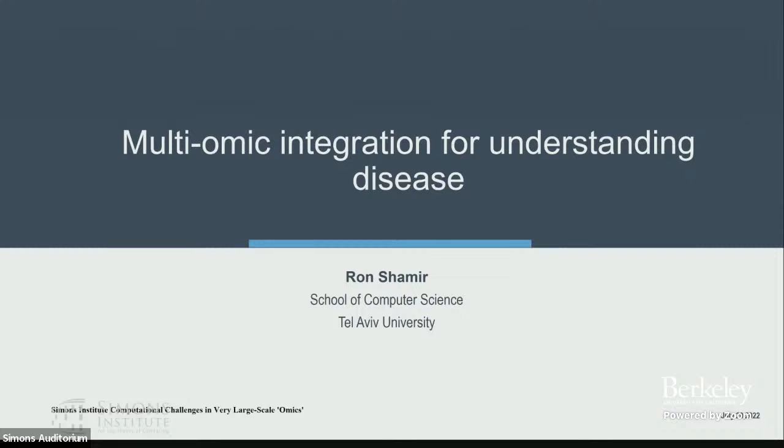So welcome to the third day of this workshop. And today I think we are going to be talking about challenges in omics analysis related to human disease. And we start our first speaker with Ron Shamir from Tel Aviv University that will be talking about the multi-omics integration.